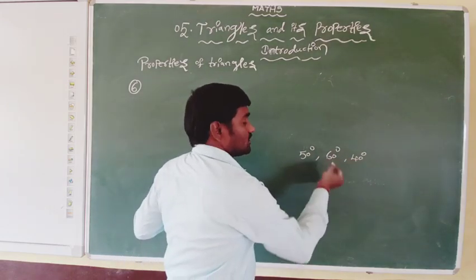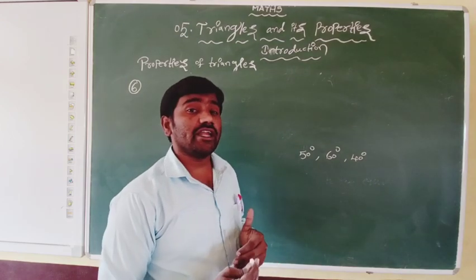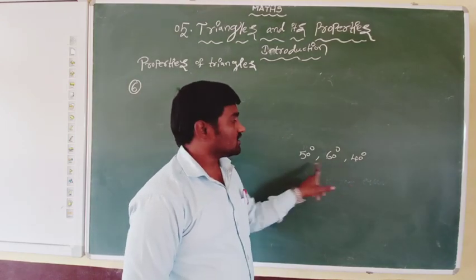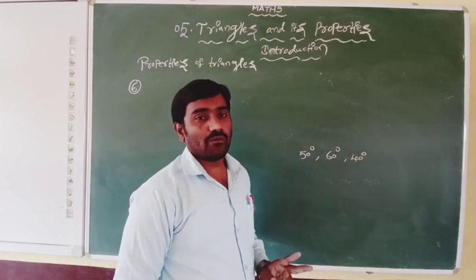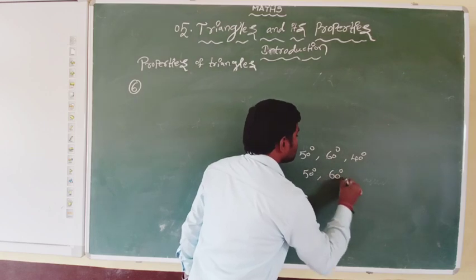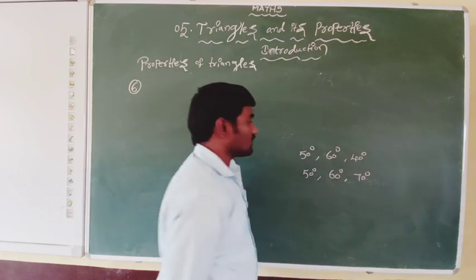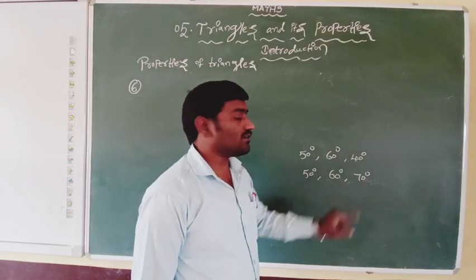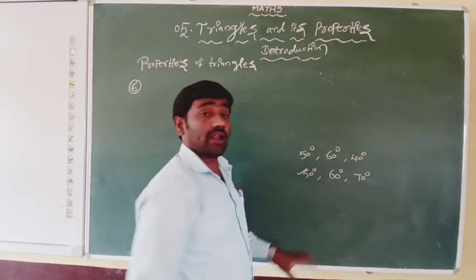110, 100, 150. Yes. Minimum we require 180 degrees to form a triangle. We know that the sum of 3 interior angles is equal to 180 degrees. Are these angles giving 180 degrees? No. So, if 50 degrees, 60 degrees and 70 degrees. Yes, let's see that. 50 plus 60, 110. 110 plus 70, 180 degrees. Okay, these angles can form a triangle.